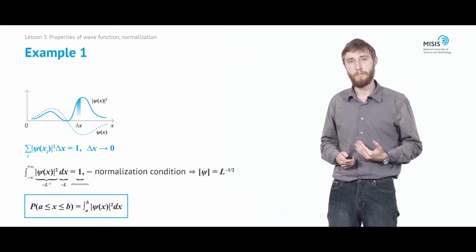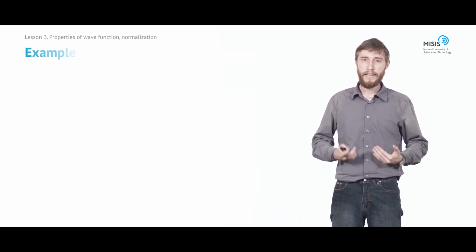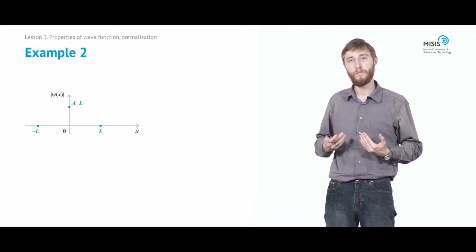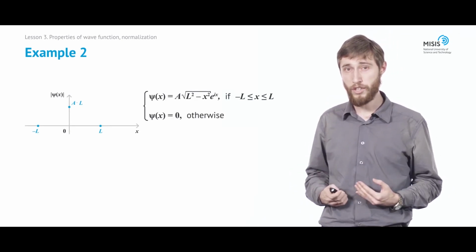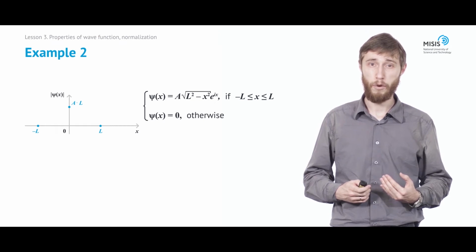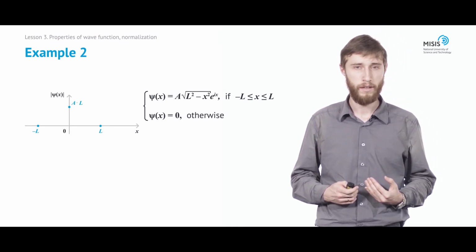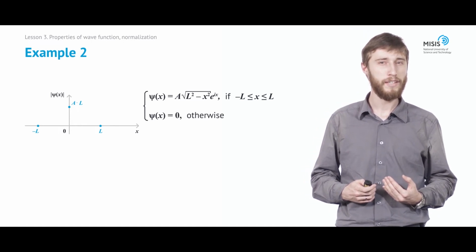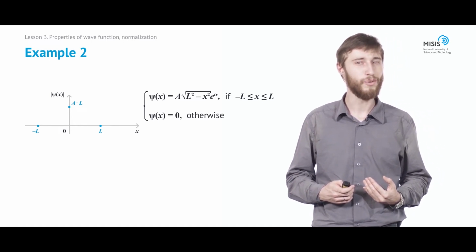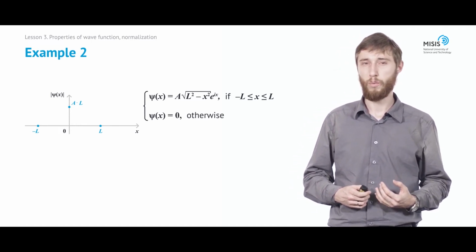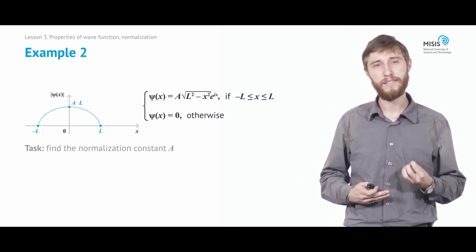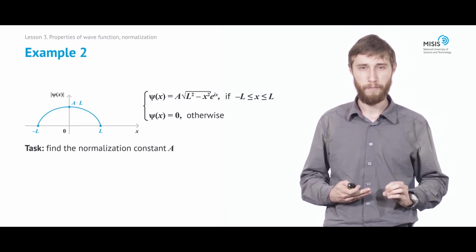Now let's consider an example. Let a particle on a line have the following wave function. So the wave function is non-zero on the segment from minus L to L and is zero outside it. Note that this function is continuous, as the psi function should always be. So the first task is to find the normalization constant A.